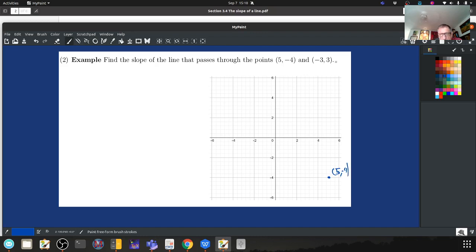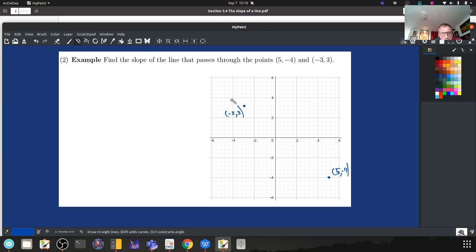And then I go -3 and 3. So again, -3 is going to be right there in between -2 and -4. And 3 up positive is going to be about right there. So that's about -3 and 3. And our slope is going to look this way.